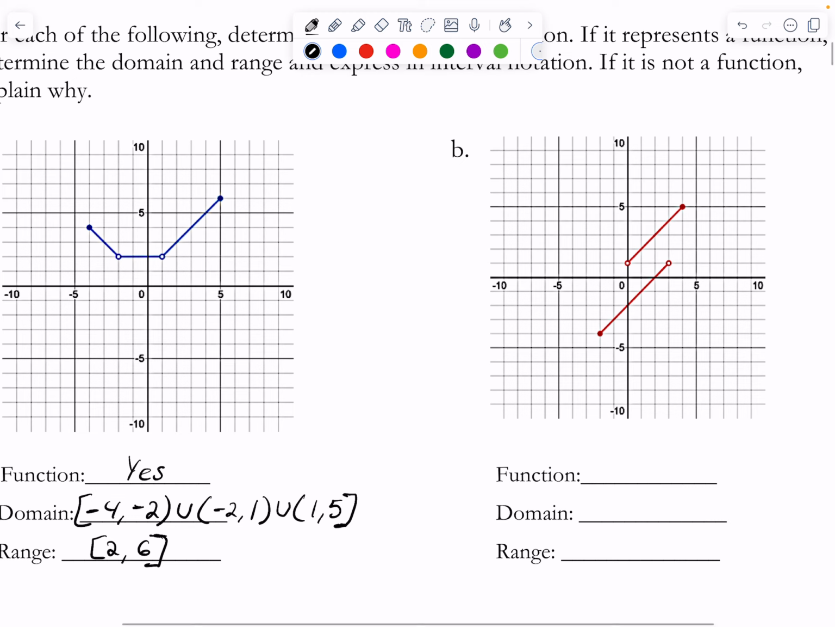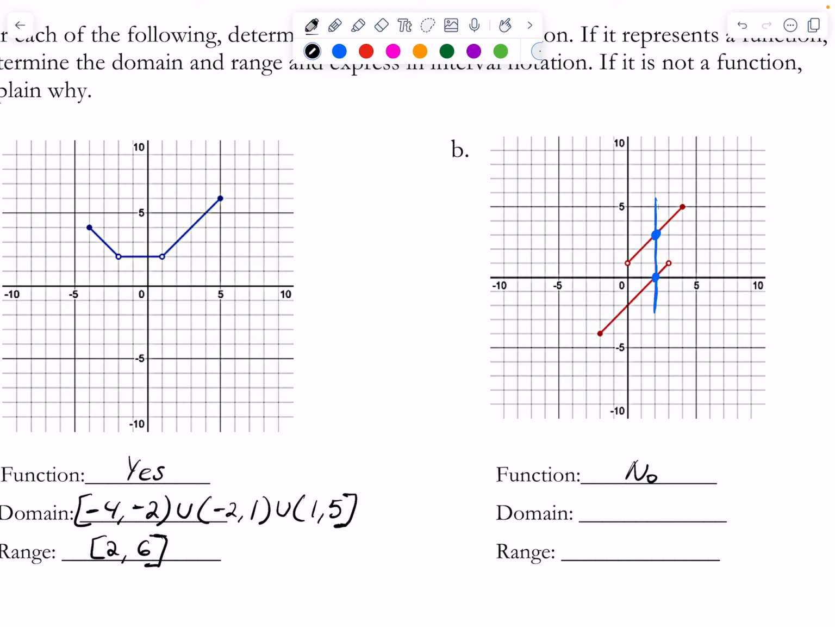Now the next one here is not a function. All right, it fails the vertical line test. I'll give you an example. Looks like x equals 2, this vertical line, hits 2 points right there and right there, so that is going to fail the vertical line test. It is not a function.